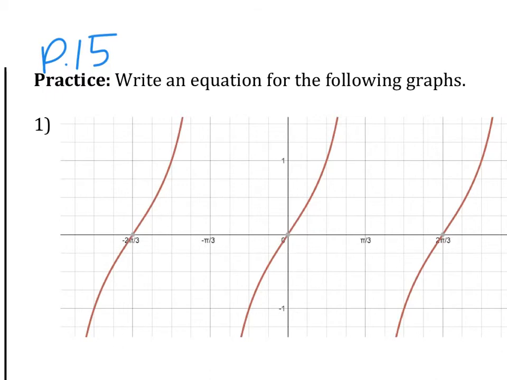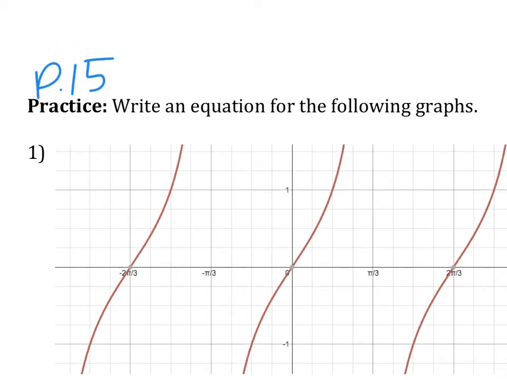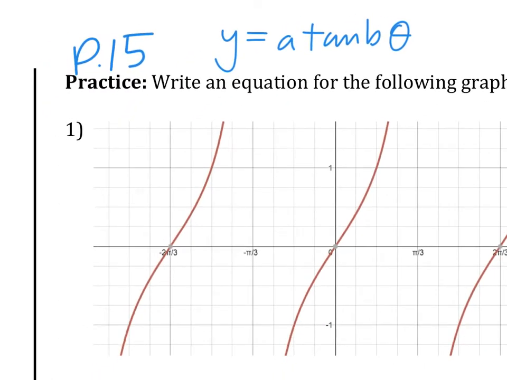All right, let's look at it. So a tangent equation is always y = A tan(Bθ) or x, it doesn't really matter. So what we want to do is figure out A and figure out B. Which one do you guys want to do first? Both of them have some difficulty. Figure out A or B. A? Okay.